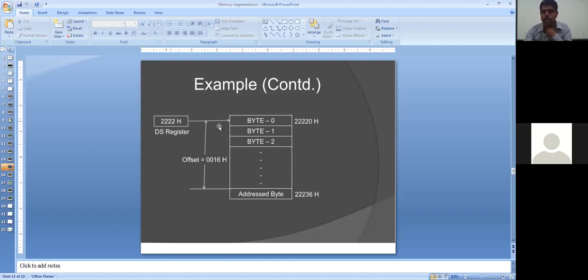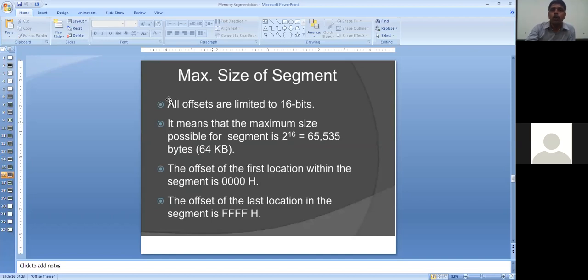So 2222 is the address corresponding to the base, and 16 corresponds to how much offset it is from the base address. So how much is the maximum offset that is possible in 8086? It is 16-bit. So we can have a maximum of 16-bit offset, that is 2 power 16 locations from the base location. That is 2 power 16, which is nothing but 64 kilobytes.